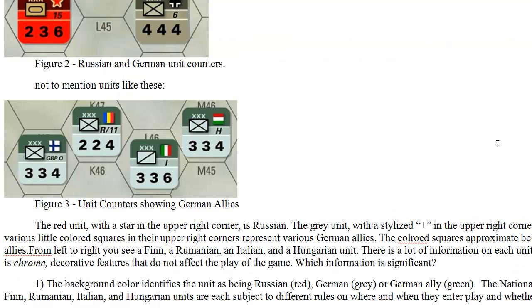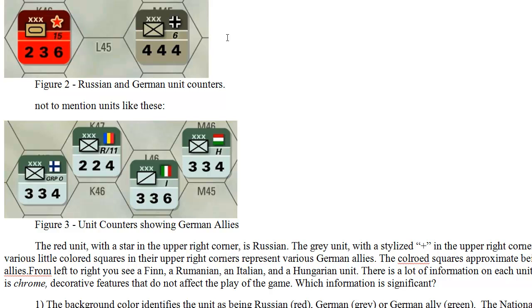And here are some more unit counters. The additional unit counters you're now looking at, the sort of red one is a Russian, the gray one is a German, the pale blue-green ones are German allies, Finns, Romanians, Italians, Hungarians. Those are the unit counters in the real game, little squares of cardboard with which the battle is fought.